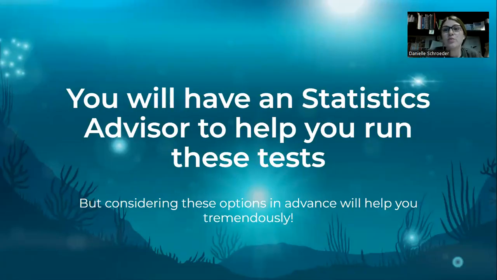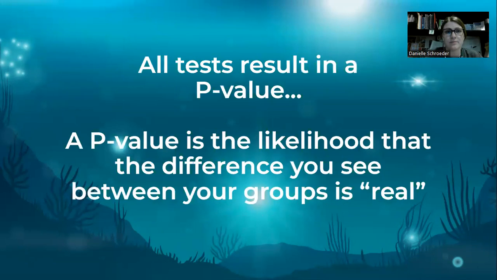Whatever test you think is right for you, your statistics advisor will confirm that that is the case with you. They'll ask you about your representative samples, they'll talk to you about your experimental design, and then they will actually help you conduct the test. Most of these tests probably will take place in either Google Sheets or Microsoft Excel, and we will be there to help you every step of the way, right? Considering these options in advance will help you tremendously.